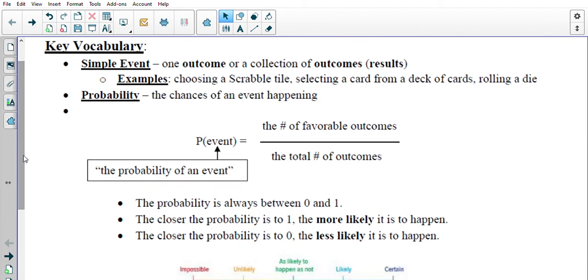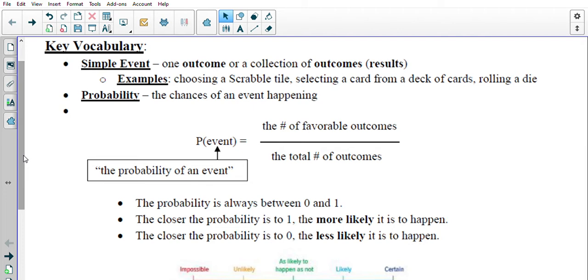So a simple event is one outcome or a collection of outcomes or results. Some examples include choosing a Scrabble tile, selecting a card from a deck of cards, rolling a die. Those are examples of simple events. And we'll be doing some examples of finding the probability of simple events. For example, what's the probability of rolling a 6 on a standard 6-sided die? What's the probability of choosing a red marble from a jar of colored marbles?